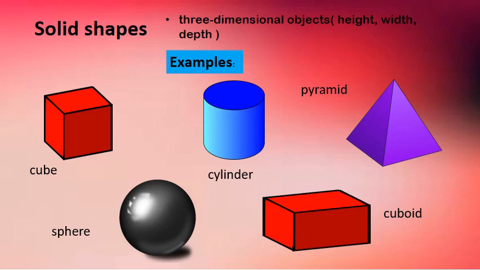Okay, first I'm going to say it again. We have cube, cylinder, pyramid, sphere, cuboid. Can you say it with me? Okay, cube, again, cylinder, pyramid, sphere, and cuboid. Very good, KG2.